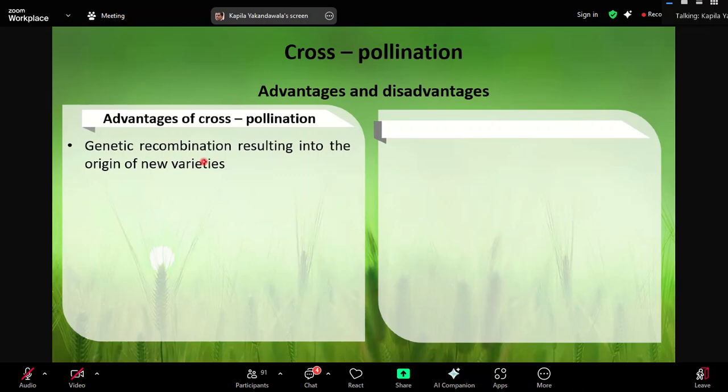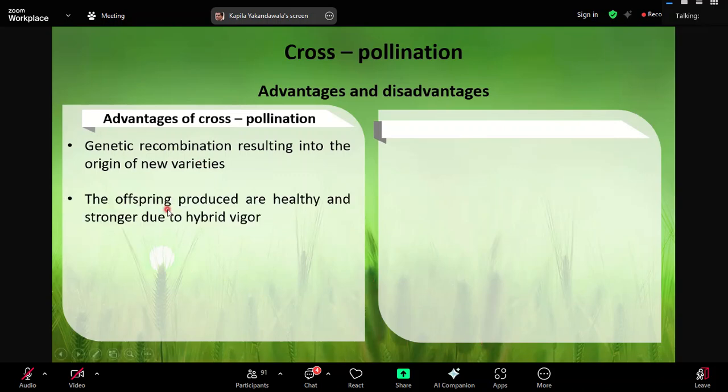As an example, if you want to develop a new, say, drought-resistant plant, you can go to the wild plants and get the exact character and mix it with the improved crop. So the new variety will be drought resistant. Likewise, you can improve crops.